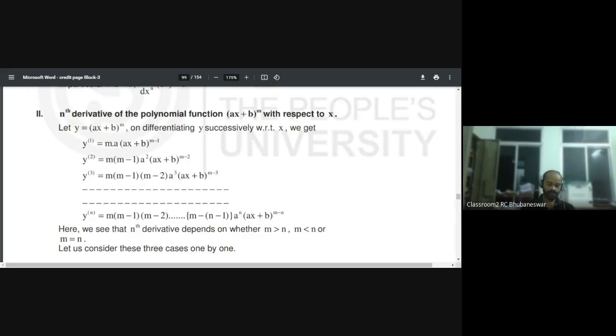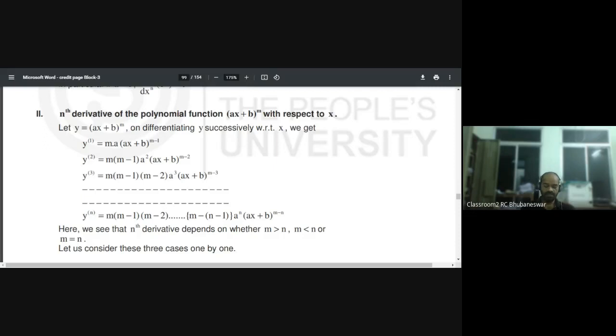So here the result will be m into a into (ax plus b) whole to the power m minus 1. And the calculations are very simple and easy. We have to follow systematically along with the particular formula of that function. So finally, look at the nth order derivative. If we repeat the same process of calculation, the nth order derivative will be like that: m into m minus 1, m minus 2 in the third order derivative, and then in nth order we have a to the power n all into (ax plus b) whole to the power m minus n.